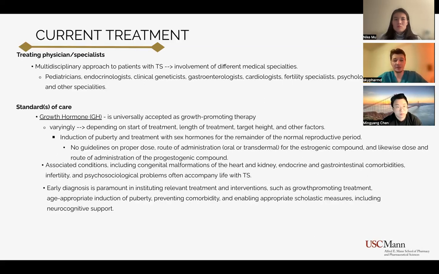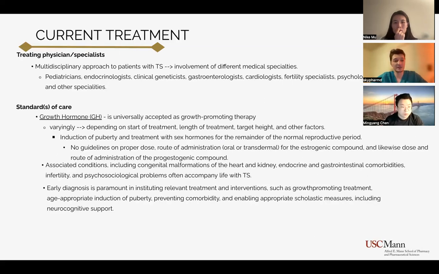Usually induction of puberty and treatment with sex hormones for the remainder of the normal reproductive period is used as well, to increase the reproduction of TS individuals. However, there are no guidelines for proper dosing or route of administration, oral or transdermal, for estrogenic compounds, or likewise dose and route of administration for progesterone compounds.